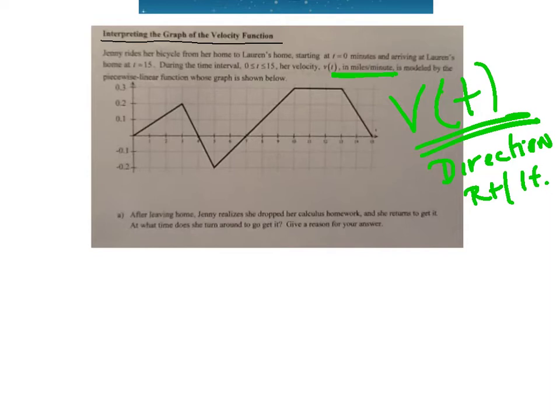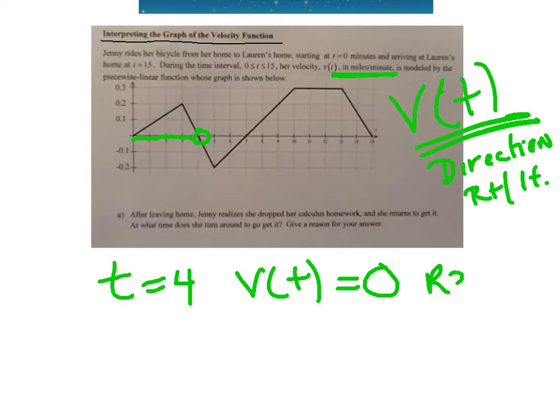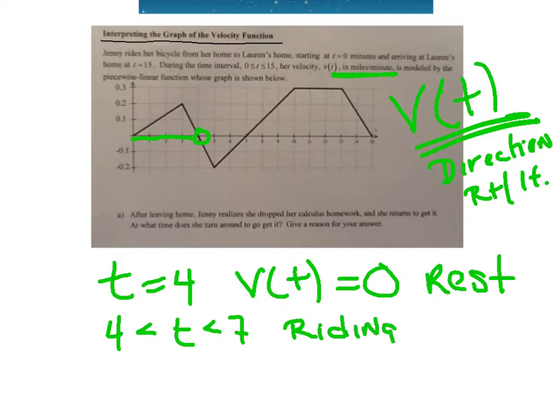So what time do you think she dropped her calculus homework? Hopefully you've said by now that happened at t equals 4. She was riding to the right, came to rest, because v of t is equal to 0. So we can note that she came to rest there. Now from 4 to 7, we know that she is riding to the left, so she has turned around. Our justification there is that v of t is less than 0, or is negative.